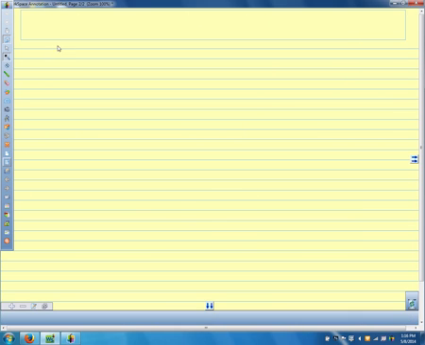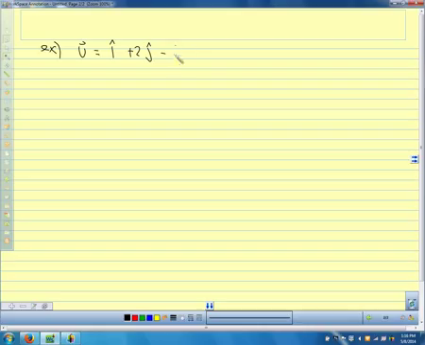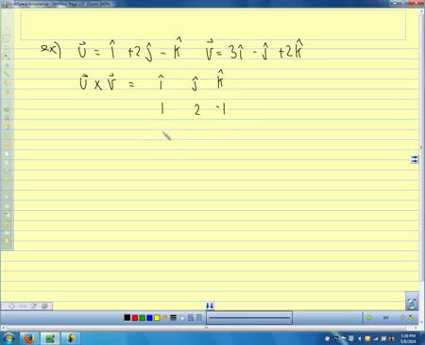So let's calculate a couple of these. Let's say that u is i hat plus 2j hat minus k hat, and v is the vector 3i hat minus j hat plus 2k hat. And we want to find u cross v. So we're going to make this determinant: i, j, k; 1, 2, negative 1; 3, negative 1, 2.